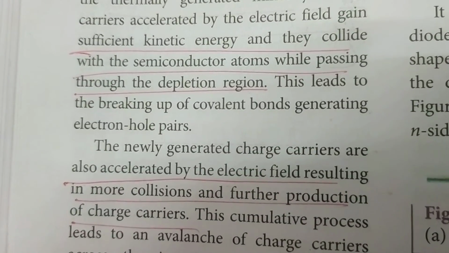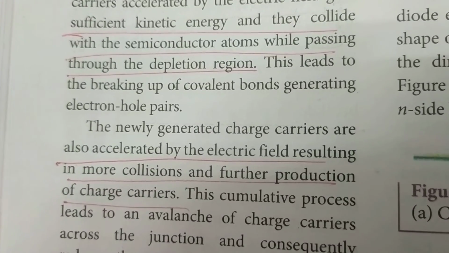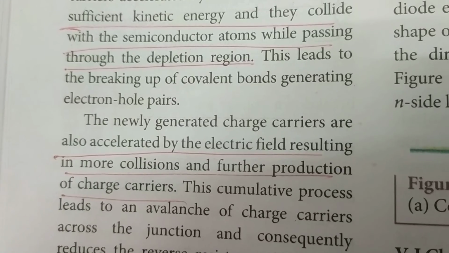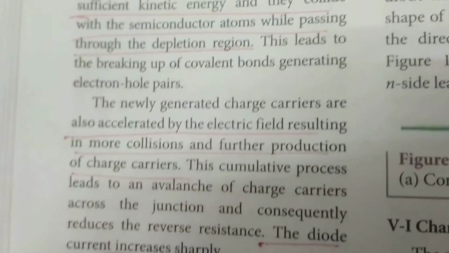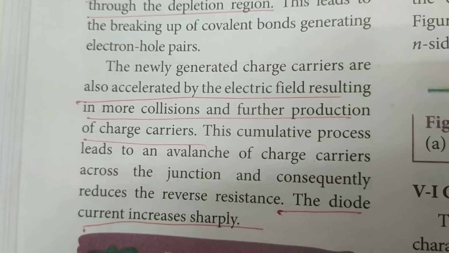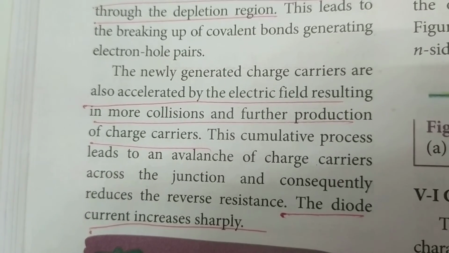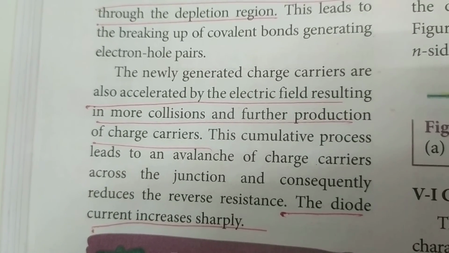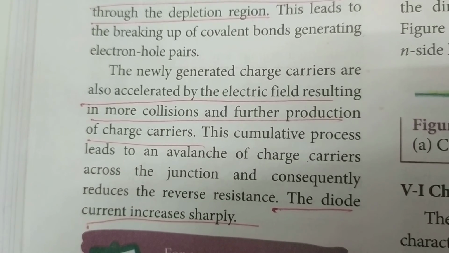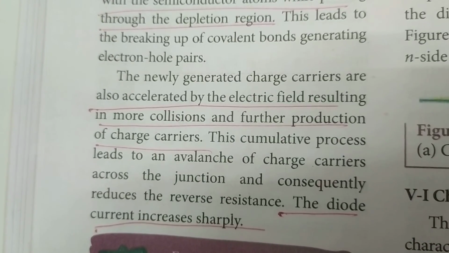This collision results in the breaking up of covalent bonds, generating electron hole pairs. And these charge carriers are again accelerated by the electric field, resulting in more collisions. So the cumulative process takes place again and again, and there will be an avalanche of charge carriers. Avalanche means a very huge number of charge carriers across the junction, and because of this the reverse resistance is reduced and the diode current will increase sharply. So this is called avalanche breakdown.